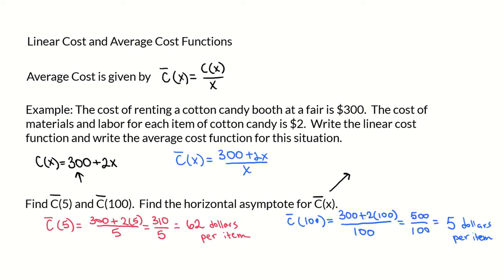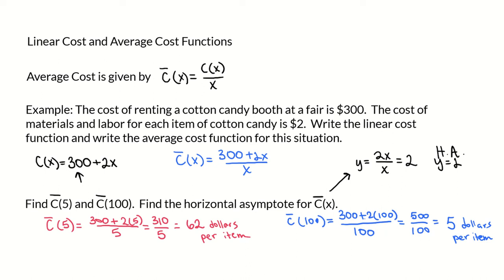Now, algebraically to find the horizontal asymptote from what we've learned about rational functions, we can think of only the highest power of x terms and reduce them. So that would be y equals, we ignore the 300 because it does not have an x. It's not the coefficient of an x. We get y equals 2x over x. The x's cancel and we're left with 2. So y equals 2 is the horizontal asymptote for this rational function C bar.